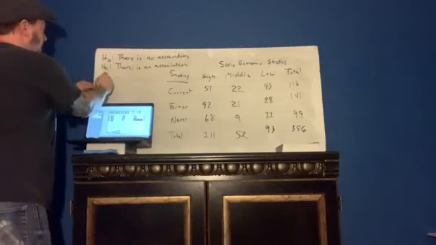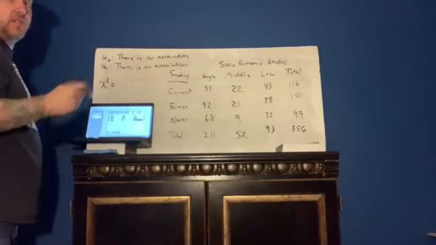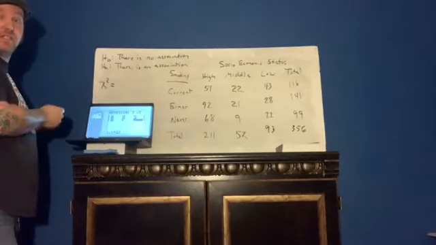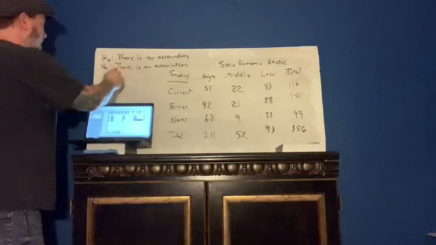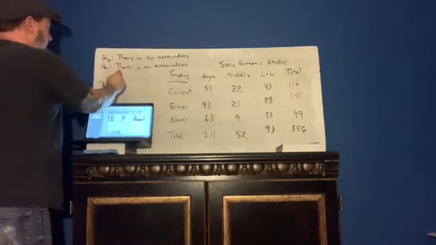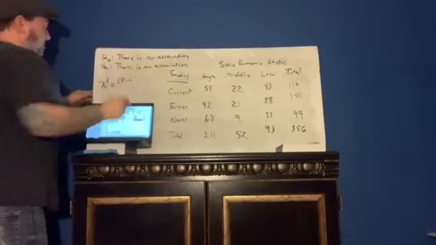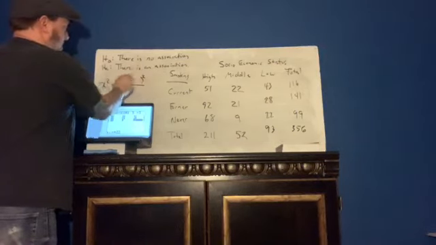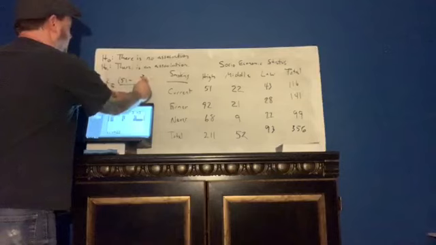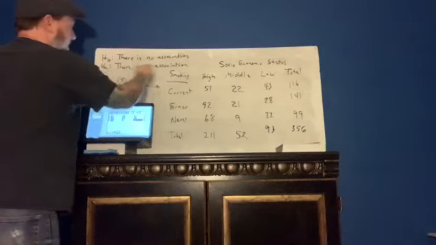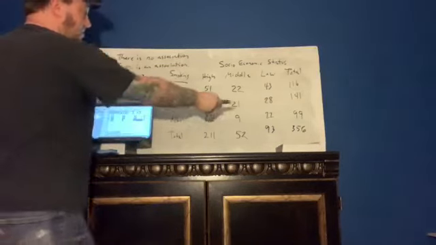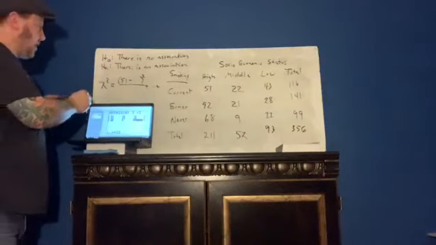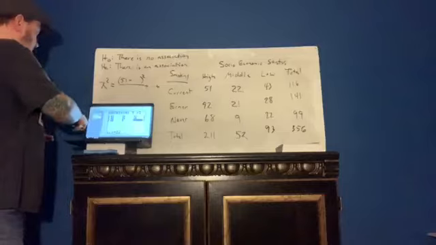So chi-square equals the sum of the observed minus the expected squared over expected. I'll just start out with the first one: 51 minus something squared over something, plus, and we do the last one, which would be 22 minus whatever. We'll figure them all out. Let's do it on our calculator.